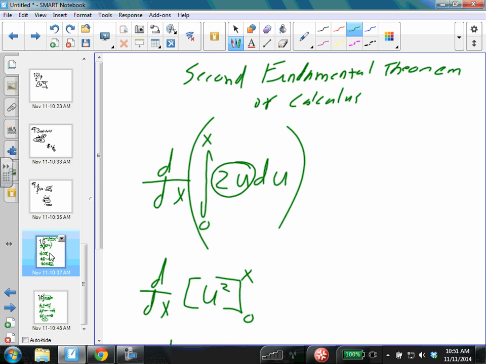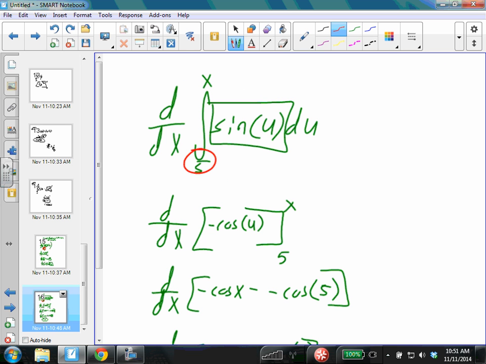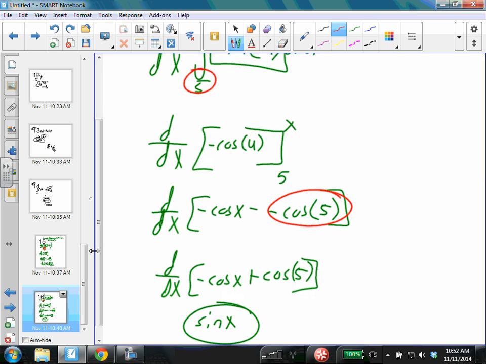But the thing that I want to note here, what is the similarity between the lower bound in this problem and the lower bound in this problem? Yeah, they're both constants. So no matter what, whenever we take an antiderivative and we plug in a constant, when we turn back around and take the derivative, what's going to happen to that constant? It's going to go to 0, right? You can see in this one right here, this is where we plugged in the 5. What happened to this thing when we took the derivative?